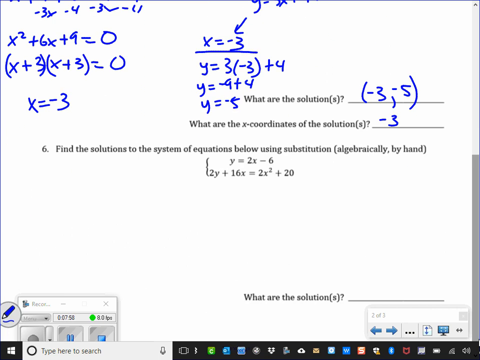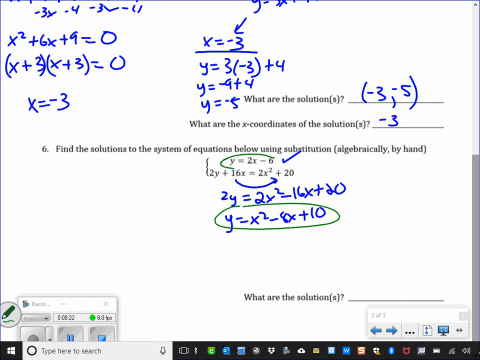All right, going down here, solving this one by hand. This is already solved for y, so that's good. I'm going to move this 16x over to the middle. So it'd be 2y equals 2x squared minus 16x plus 20. Then I'm going to divide everything by 2. So I get y equals x squared minus 8x plus 10. So here's my two equations. Solve for y here and here. I'm going to set them equal to each other. So I get 2x minus 6 equals x squared minus 8x plus 10.